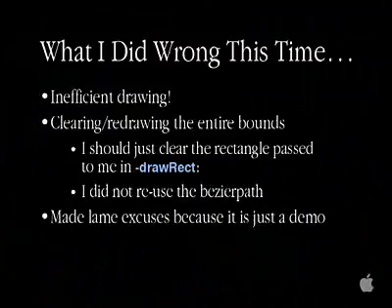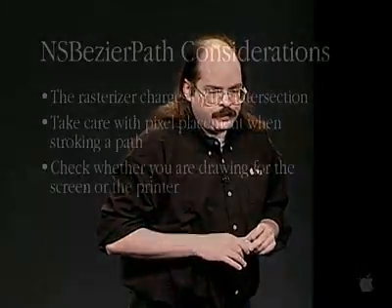I should point out, it's not actually necessary to throw Bezier paths away. They are mutable. You can change them. If you have a sequence of points that you want to draw, you can always send a remove all points message to a Bezier path, and you won't be doing a round trip to the memory pool. And as before, I made lame excuses because it's just a demo. Things to remember when you're using the Bezier path: the rasterizer charges by the intersection.